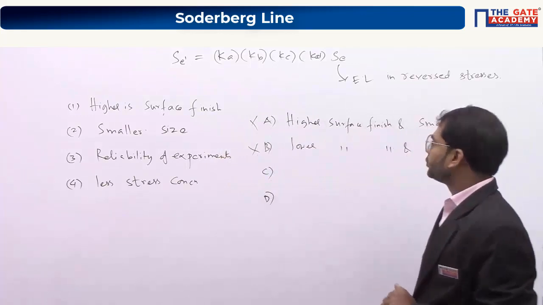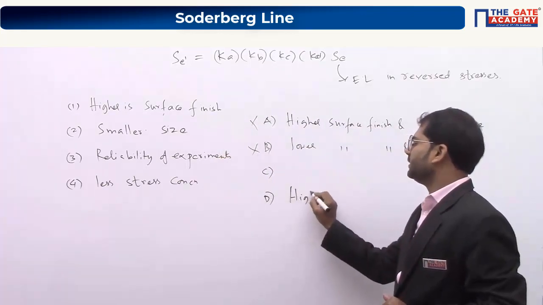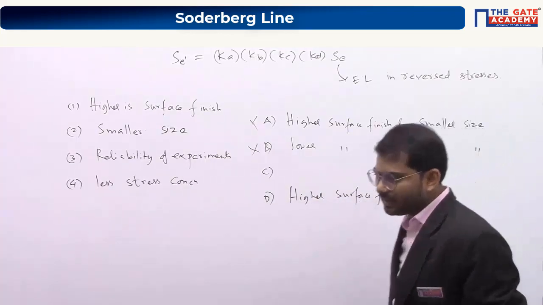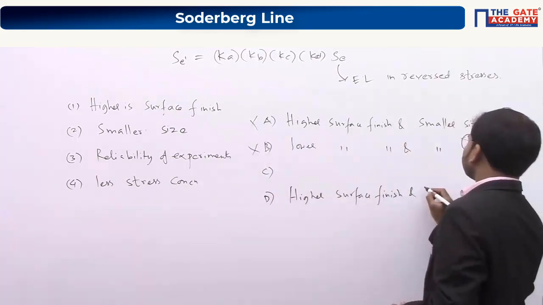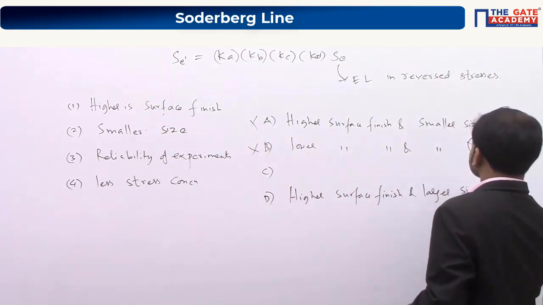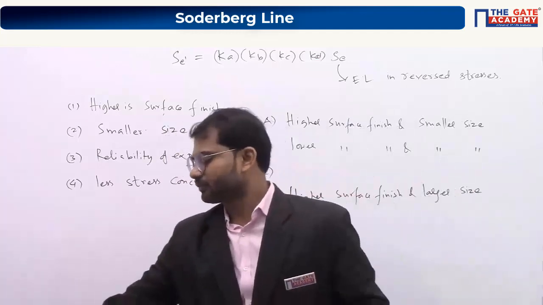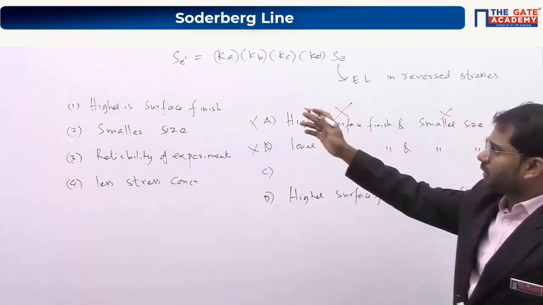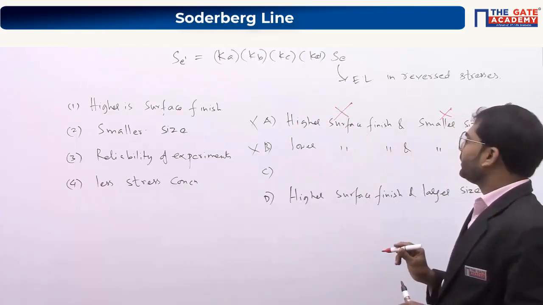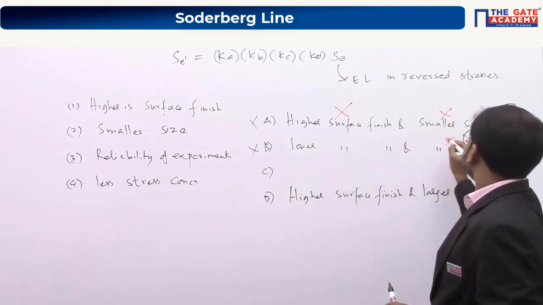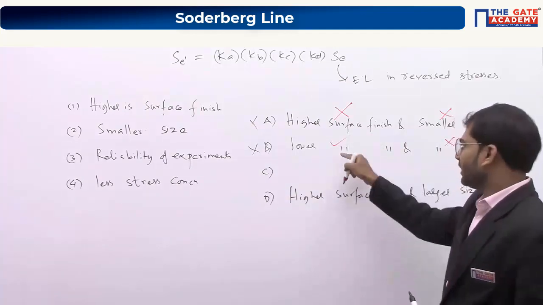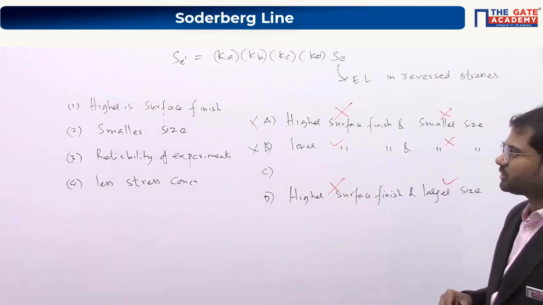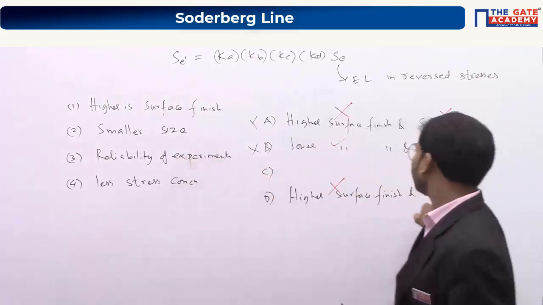Option D: decrease in surface roughness again means higher surface finish, and increase in size of the beam means larger size. So this effect will not help you to decrease the endurance limit, but this effect will help you, only one effect here. Larger size helps, because we expect smaller size to be there, but here we are giving larger size.